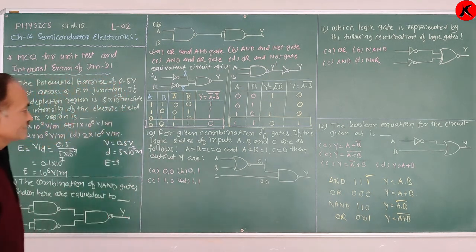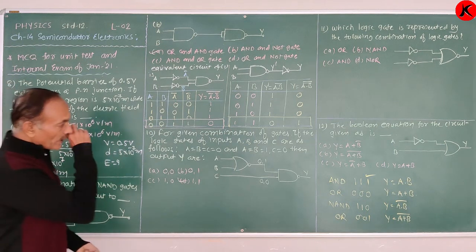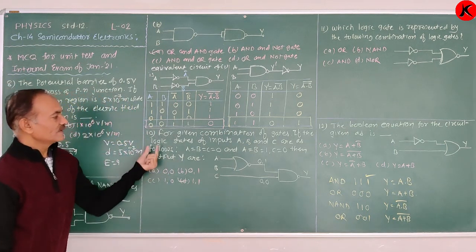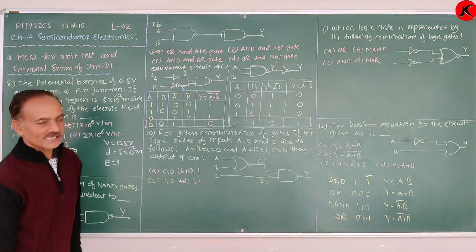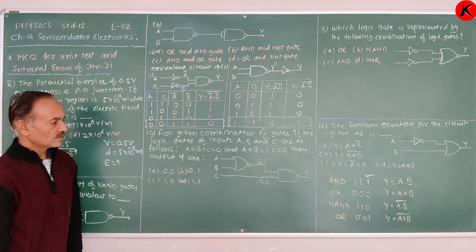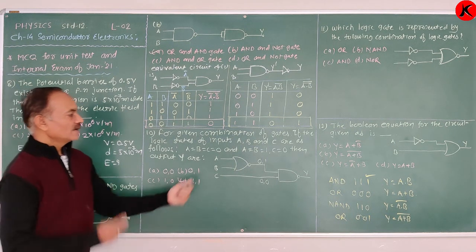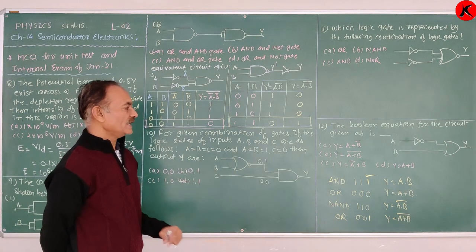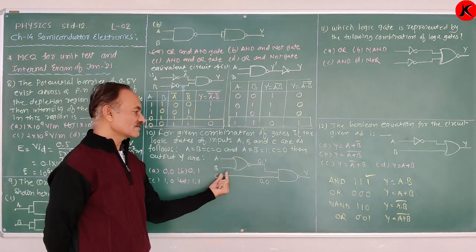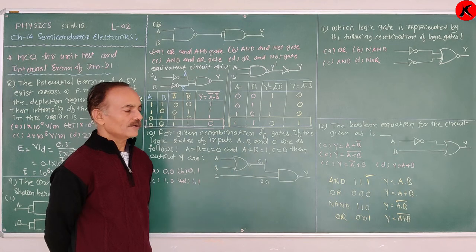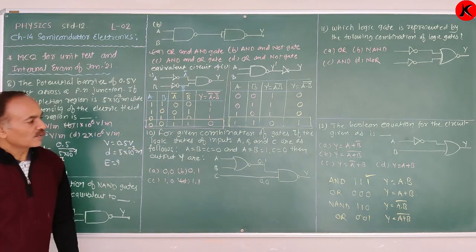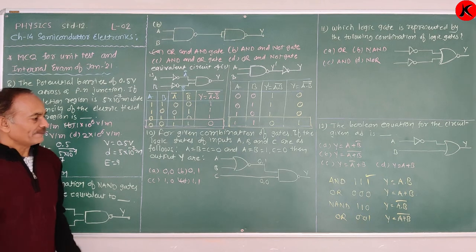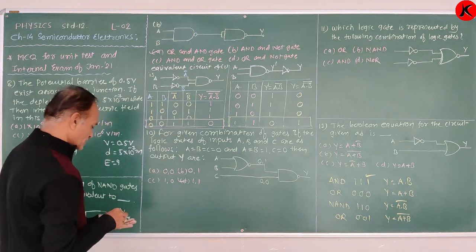Now, next. For the given combination of gates, the logic states of inputs A, B, C are as follows: in the first case all three are 0, and in the second case A and B are 1 and C is 0. Then what is the output of this combination? For that purpose, we prepare the truth table this way.